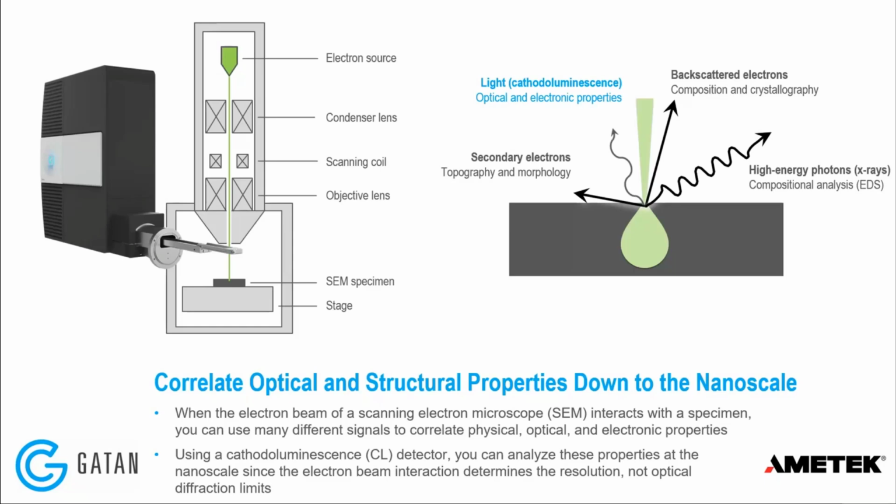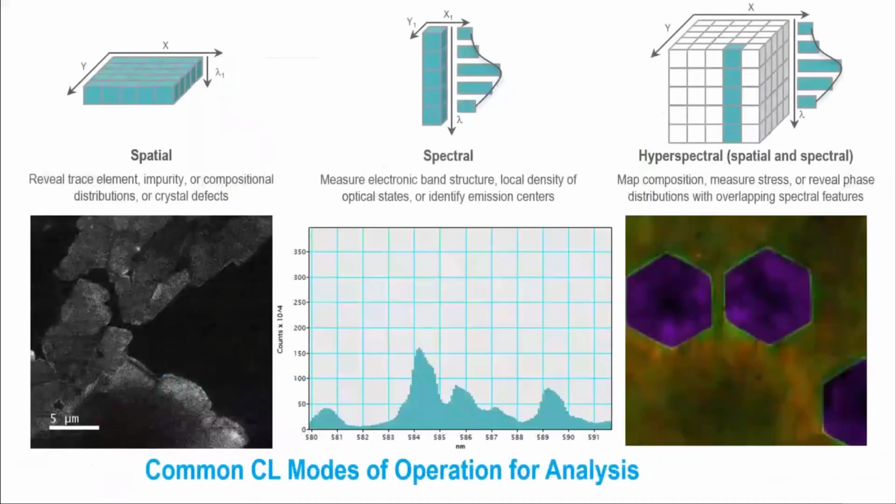And because we're using an electron beam as the excitation source, the stimulating input energy, it's actually the interaction of that electron beam with the specimen that determines the spatial resolution, not the classical optical diffraction limit that you think of in optical microscopy. So this really allows us to start interrogating optical properties down to the nanoscale. And of course, then to extend that into correlation with all those other signals that we can get in the electron microscope.